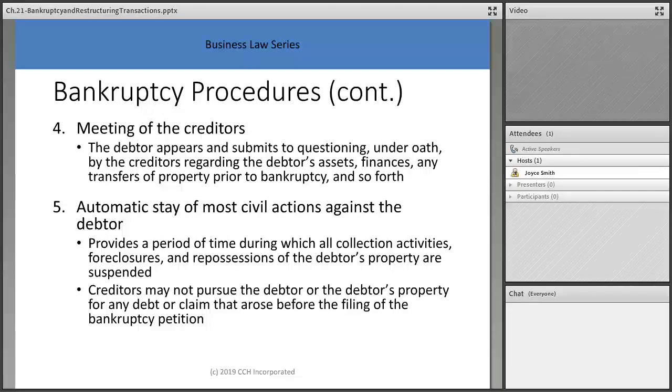Creditors meet. Then there's a stay against the debtor. It provides a period of time in which collection activities, foreclosures, and repossessions of the debtor's property are suspended. The creditors may not pursue the debtor or the debtor's property for any debt or claim.